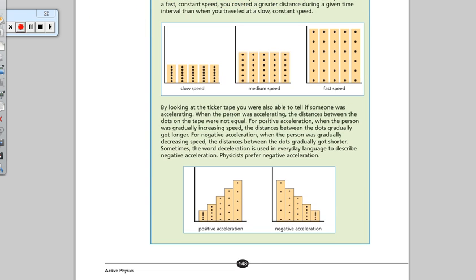Now, if it's actually accelerating, what's going to happen is you get the dots close together and then further and further apart. Now, if you have negative acceleration rather than positive acceleration, just like this shows here, those dots get closer and closer and closer together. Negative acceleration is another way of saying decelerating or slowing down. Okay, and another way of saying positive acceleration is speeding up.